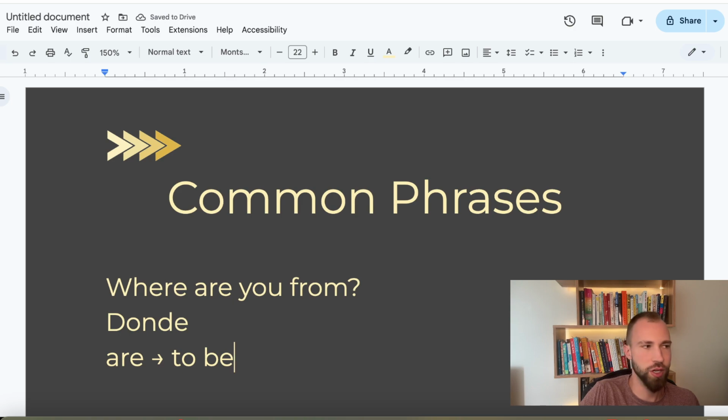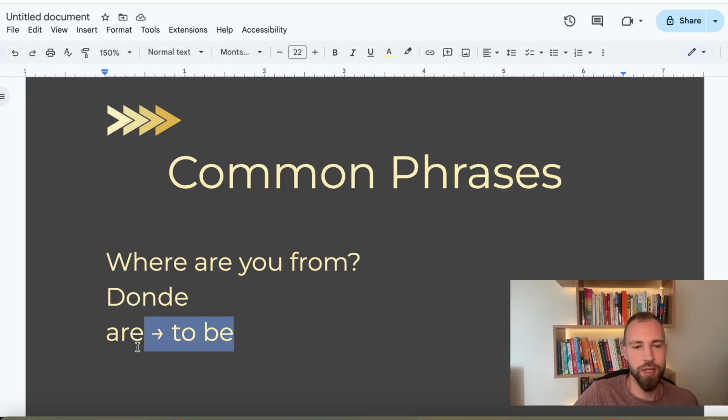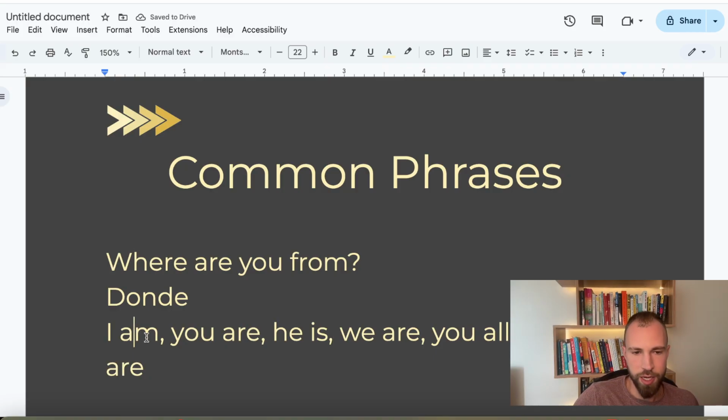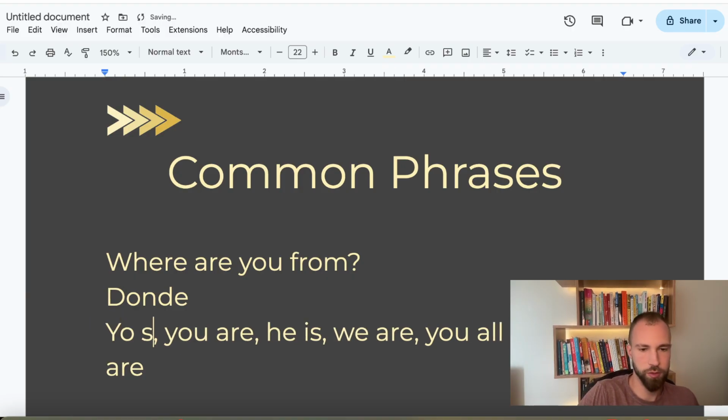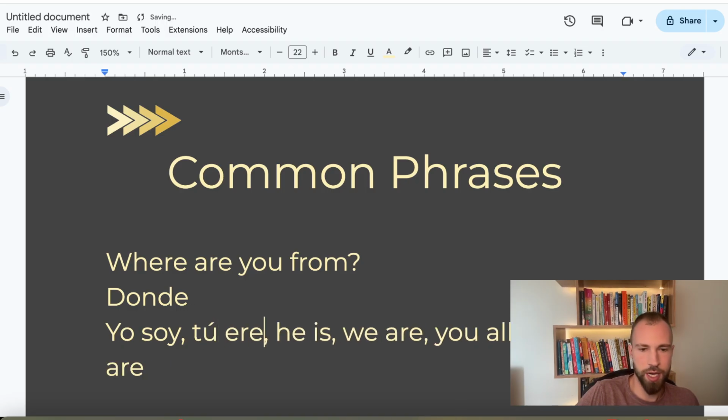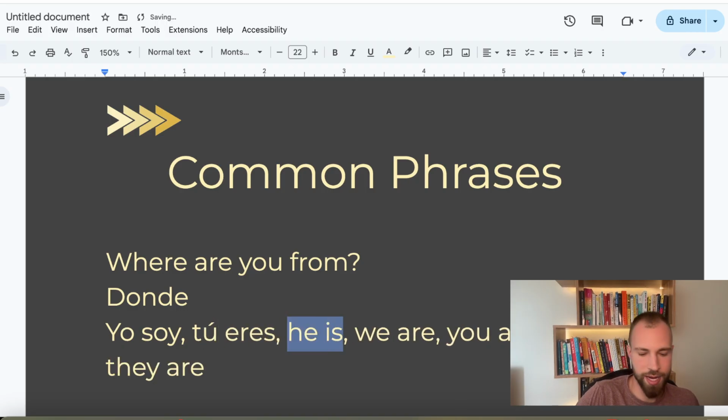So in Spanish, there's two to be's. It's weird, but to be, let me just say this. To be is conjugated as I am, you are, he is, she is as well, we are, you all are, and they are. So in Spanish, it's yo soy, tú eres, él or ella es.